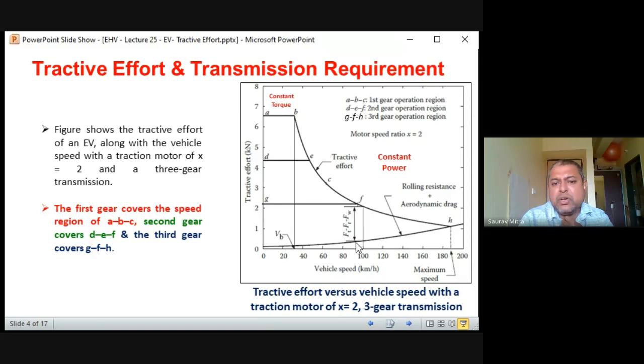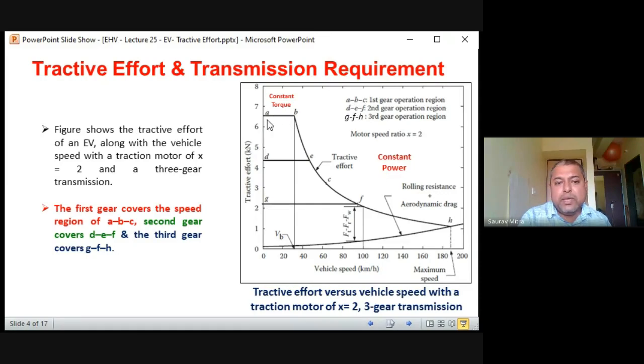Wherever this constant torque and tractive effort cut each other, this point is called the maximum speed. And for this vehicle the maximum speed we are finding is around 190 kilometer per hour. This height is very important because this is the maximum speed. In this case maximum speed is around 180 to 190, so around 180 you can take. And how much is Vb? Vb in this case is the base speed at first gear. So this is the first gear thing.